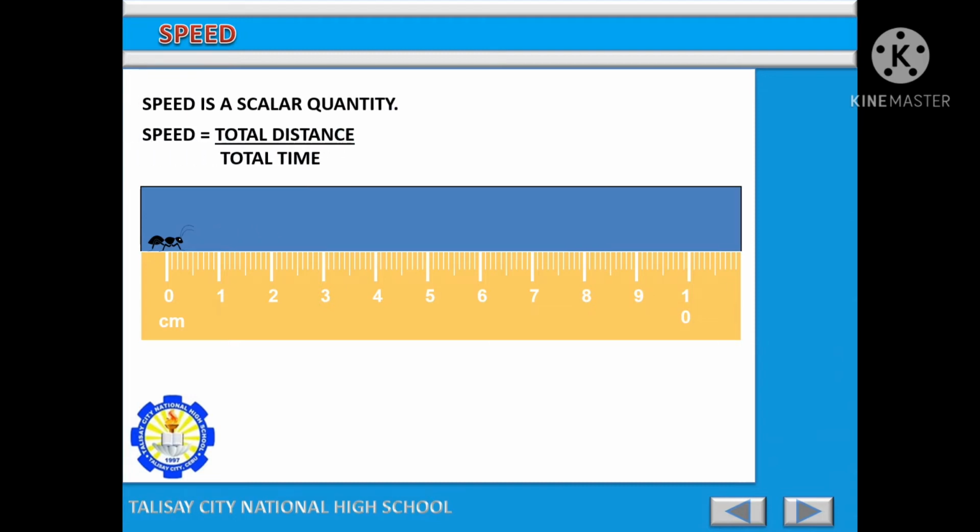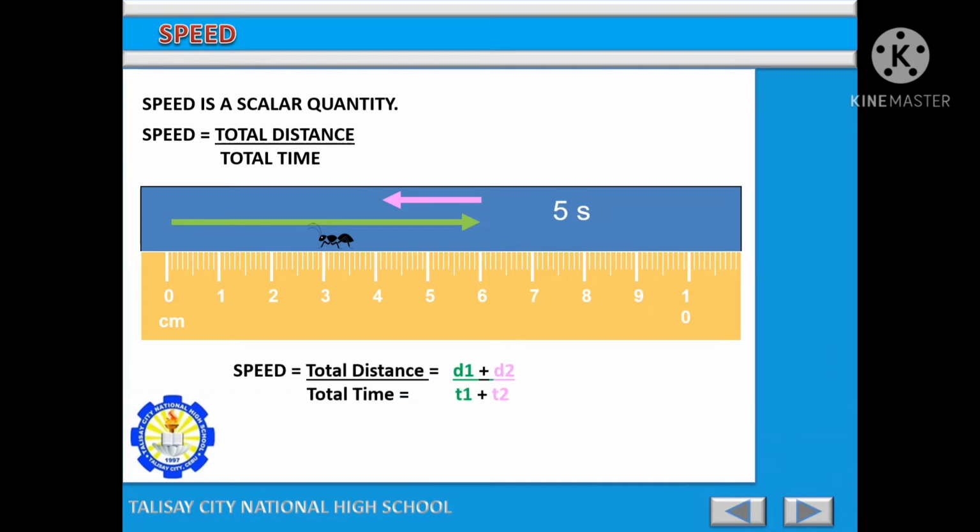Speed is actually the total distance over the total time. That means in calculating the speed of an object, direction doesn't matter. For example, an ant walks 6 centimeters to the east in 3 seconds. Then he walks 3 centimeters to the west in another 2 seconds.